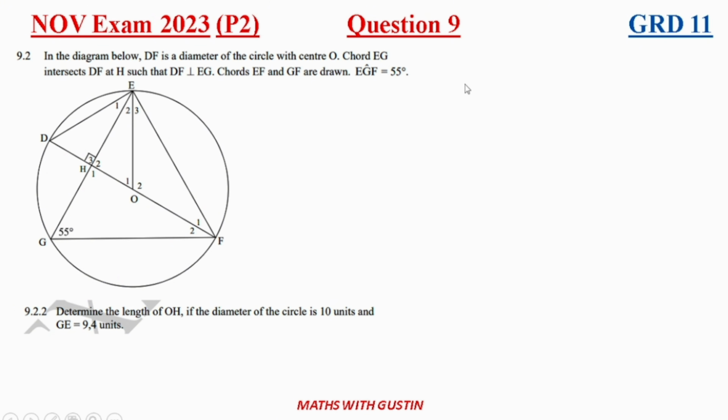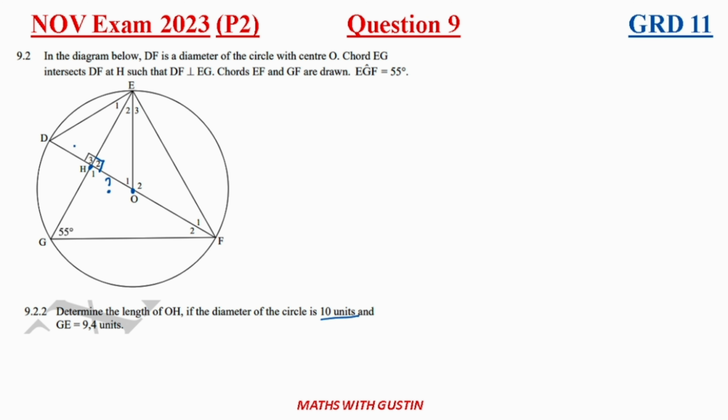Right, 9.2.2. It says here we must determine OH, which is that one there. We already know that this is equal to 90. We already know E2. Do we know E2? Do we really need it? Okay, we really don't need it. It's fine. And then they said the diameter of the circle is 10 units.